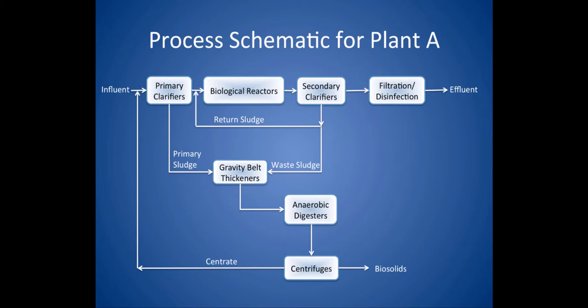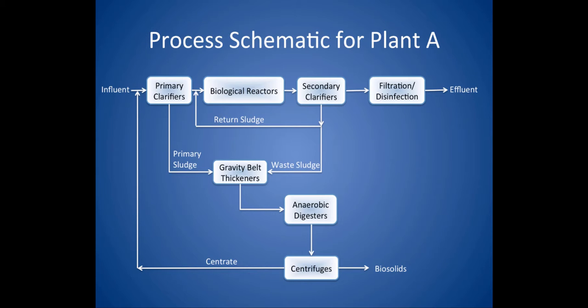Some highlights of the plant's process are as follows. Primary sludge and waste-activated sludge are thickened and then combined in the anaerobic digesters for stabilization. Supplemental carbon is added to the post-anoxic zone in the biological reactors to help drive full denitrification and meet the total nitrogen limits at the plant.